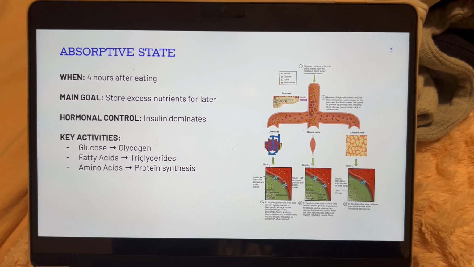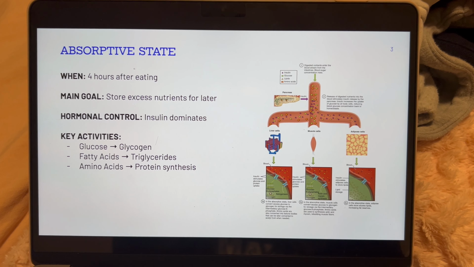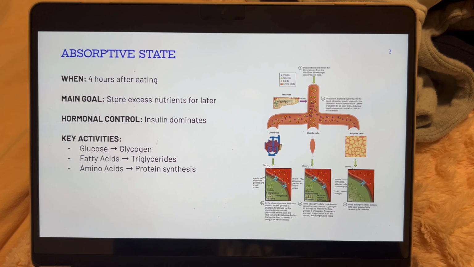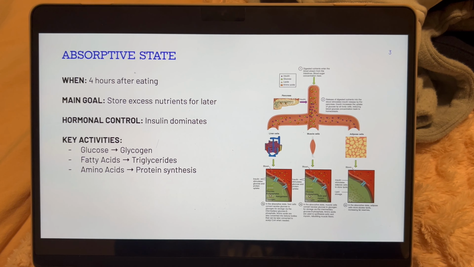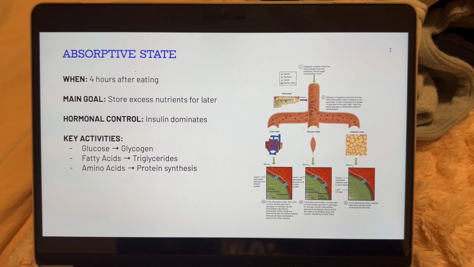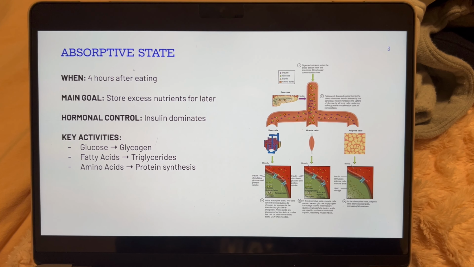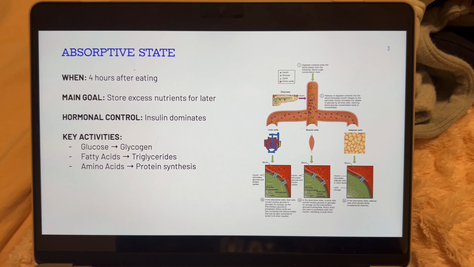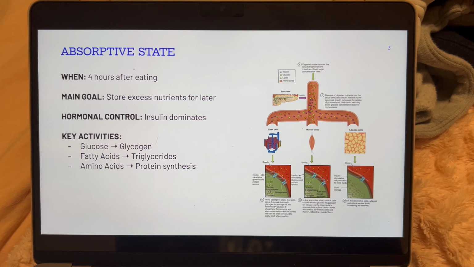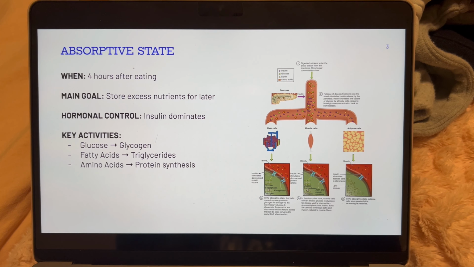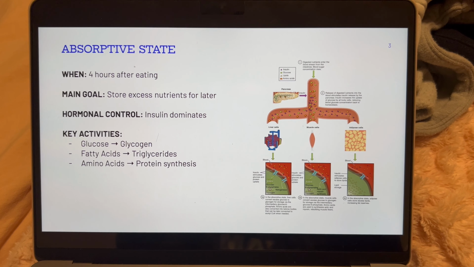The absorptive state is within 4 hours after eating. The main goal is to store those extra nutrients for later, making sure that it's very easy for us to go time and time again without eating until that next meal, so that we can go longer and longer and still hold on to those nutrients, making sure that we're still having that energy for that day.